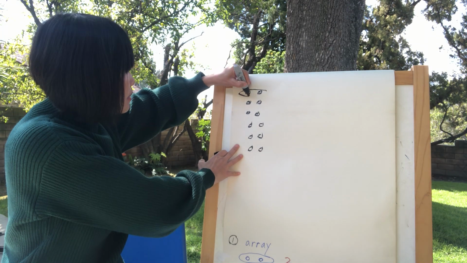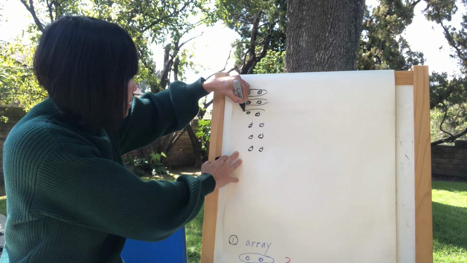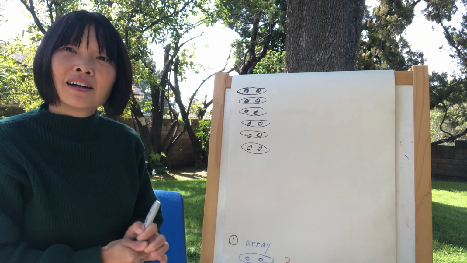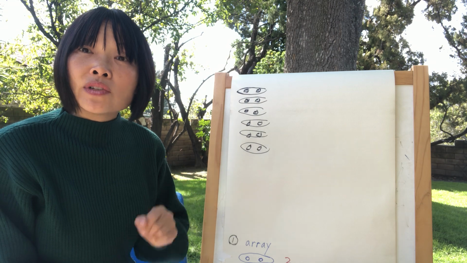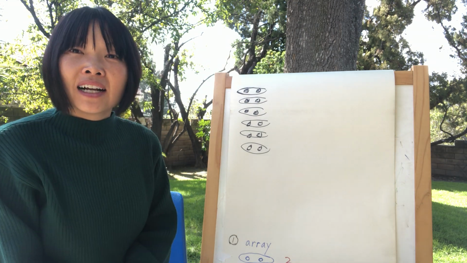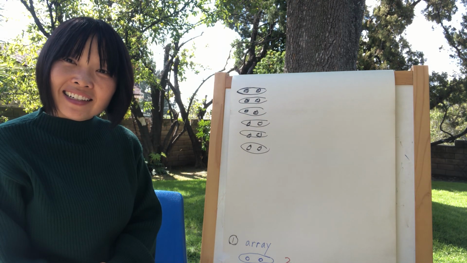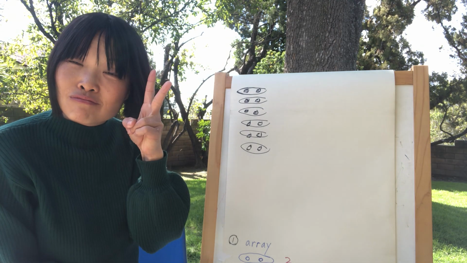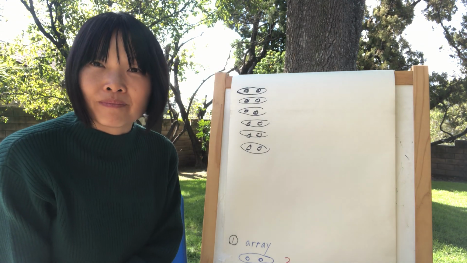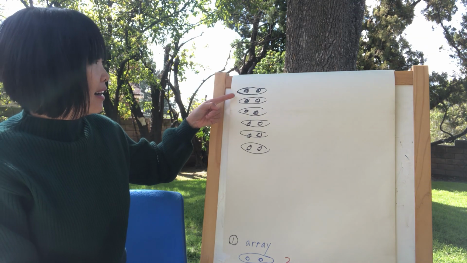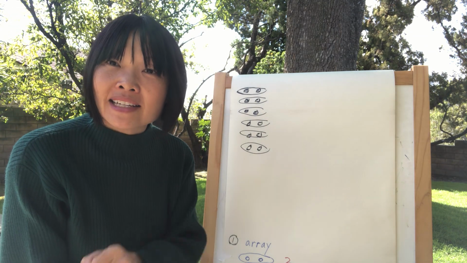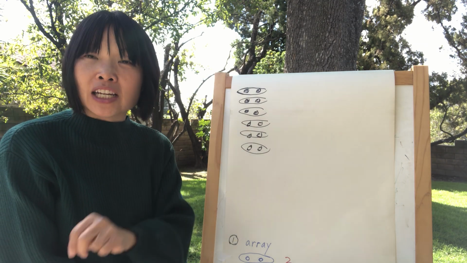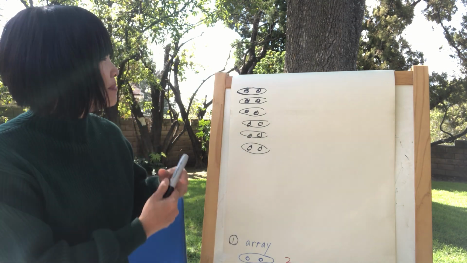Here's that first group, the second one, third, fourth, fifth, and sixth. If you said yes, then you're right. Yes, there are equal groups there. And step 2, how many in each group? If you wrote that there are 2 in each group, then you are right.